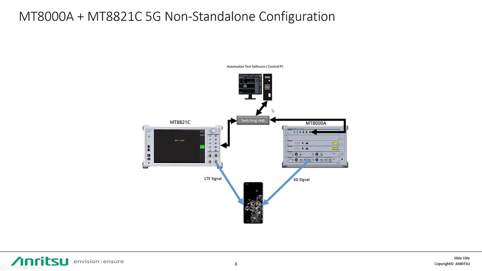On the top, we have our control PC, which will also house our automation test software ATS. The control PC drives the MT8000A as well as the MT8821C. All are connected via IP address with a network hub or a switch. Onto the left, the MT8821 generates the LTE signal, and on the right, the MT8000A generates the 5G signal. Both signals can be either conducted or radiated onto the device that's being tested.